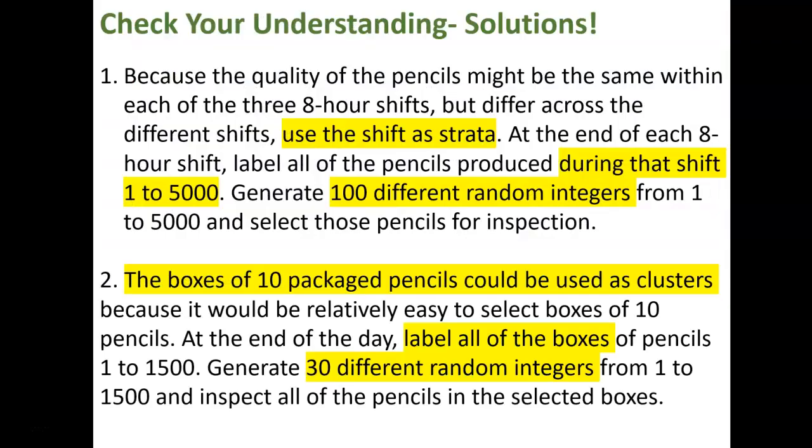Because the quality of pencils might be the same within each of the shifts, because I don't know if you have workers or maybe the machines are all kind of working the same, but they might differ between the shifts. You could use the shift as a strata. So we said it was morning, afternoon, and evening. So at the end of each of those 8-hour shifts, stop what you're doing, label all the pencils produced, which I think is crazy, during that shift, and it'll be 5,000 pencils.